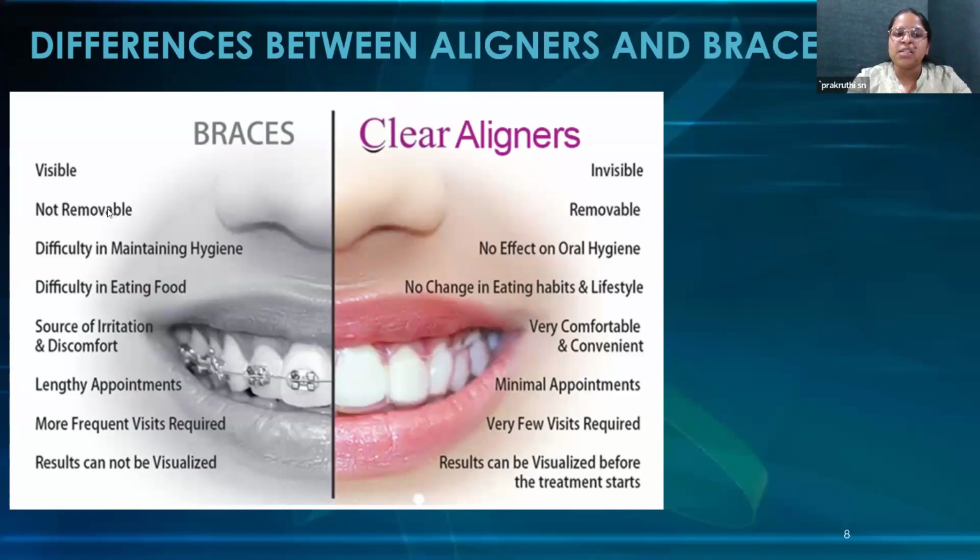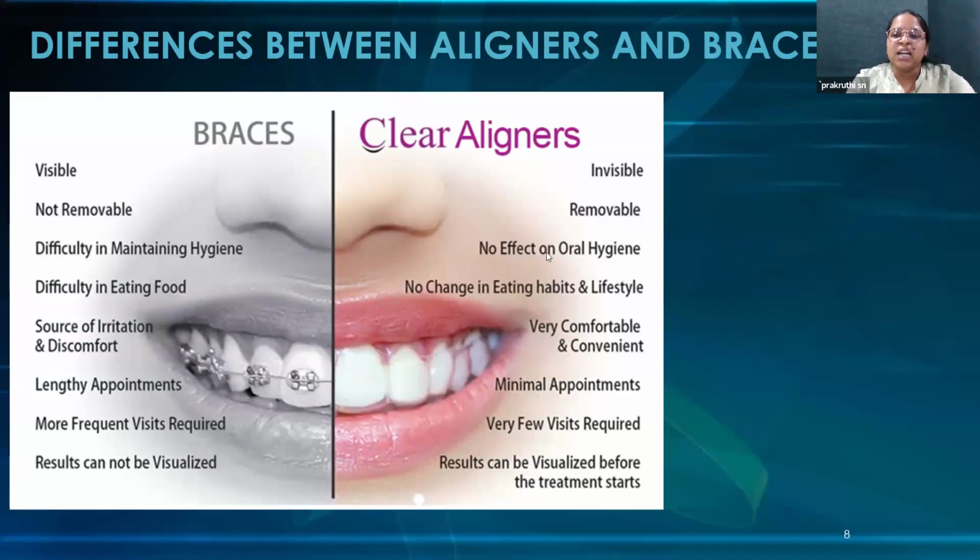Once you remove the braces, it is the whole procedure again. The minute you debond and try to bond again, a lot of enamel structure is also affected. So it is more traumatic to remove and replace braces. Difficult to maintain hygiene. Most of you will have seen some amount of gingival inflammation, patients having difficulty maintaining hygiene, and some amount of malodor can also be seen in braces patients.